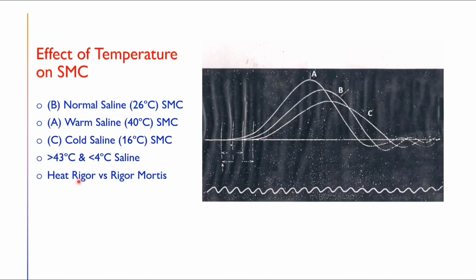While in heat rigor, what is happening? Because of exposure to extreme heat, there is denaturation of protein, as I have said earlier. Because of the denaturation, the muscle undergoes spasm, and that is why it is called heat rigor.